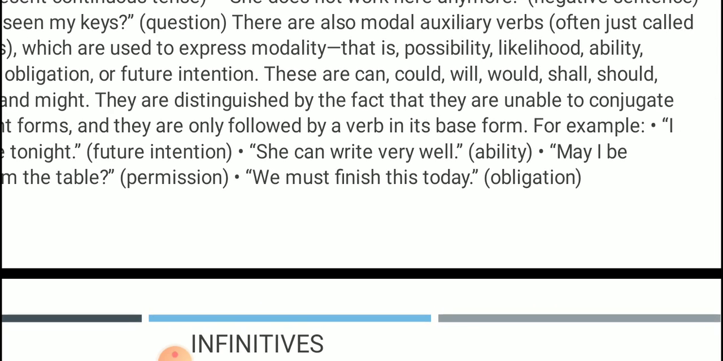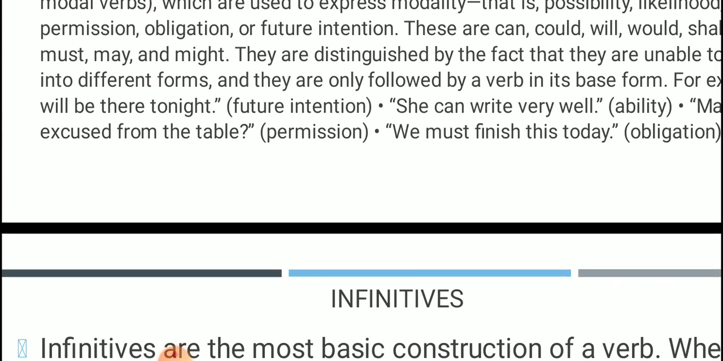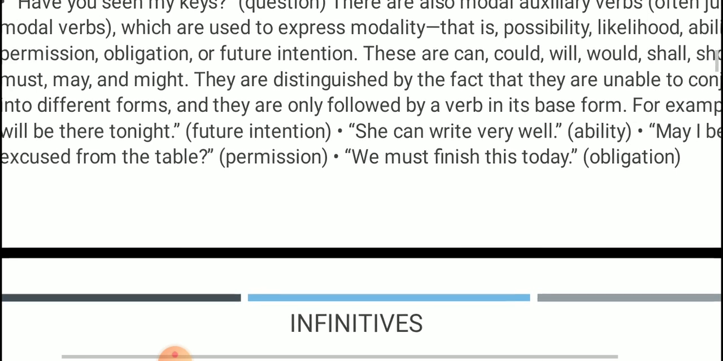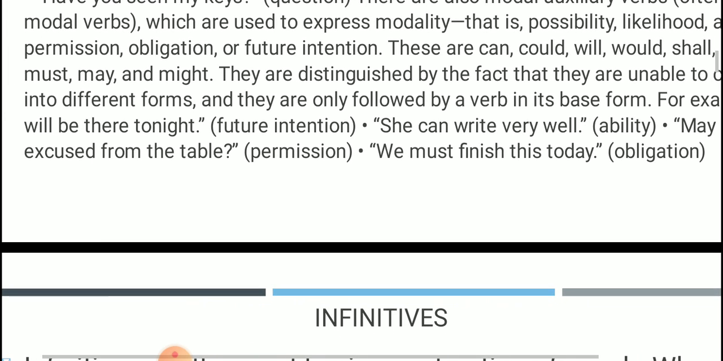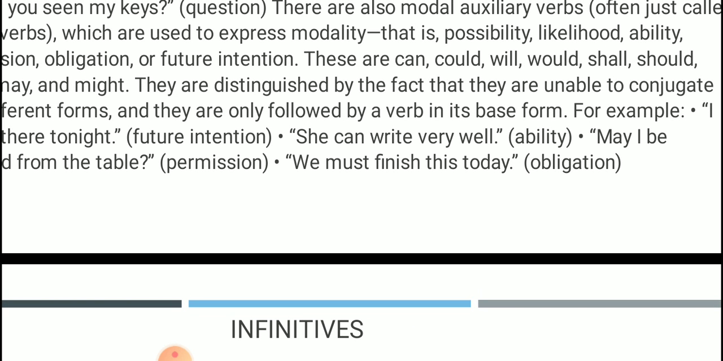They are distinguished by the fact that they cannot be conjugated into different forms. You cannot have a different form of them. They are only followed by a verb in the base form. For example, you can say I can walk, you can say I can drink, you can say I shall go. You always use the base form of verb with them.